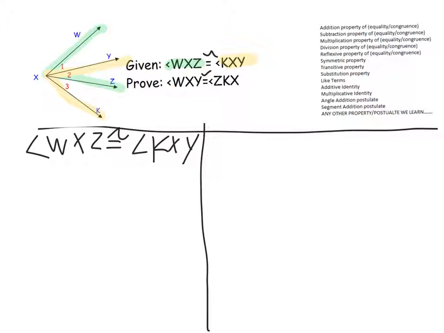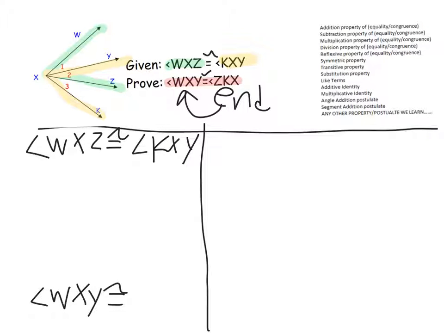We know that's true. Also, another thing we can always put in our proof right away: what is the thing we're trying to prove? This right here is the end of our proof. So I'll put angle WXY is the same size as ZKX. That's what we're trying to get to. We're going to take this part right here and change it so it becomes that. We're proving that this thing here at the end is true. Okay, let's go back up to the top.